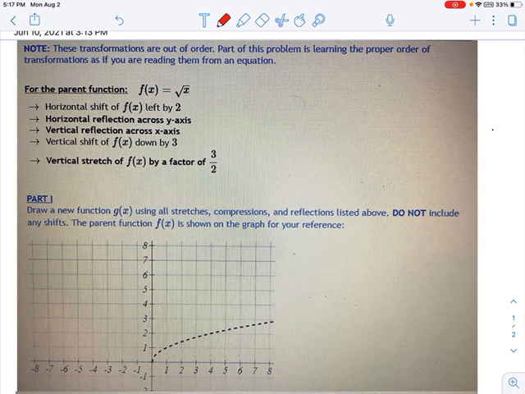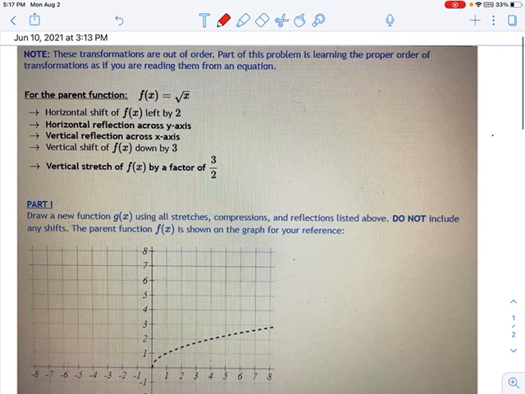Now, if you read this top line, what this says right here is actually pretty important. This says these transformations are out of order. Okay, I do not want you guys going top to bottom down this list and doing these transformations on the graph. That will give you the wrong answer. Because all that stuff about how important it is to do your shifts at the end instead of at the beginning, now it really matters.